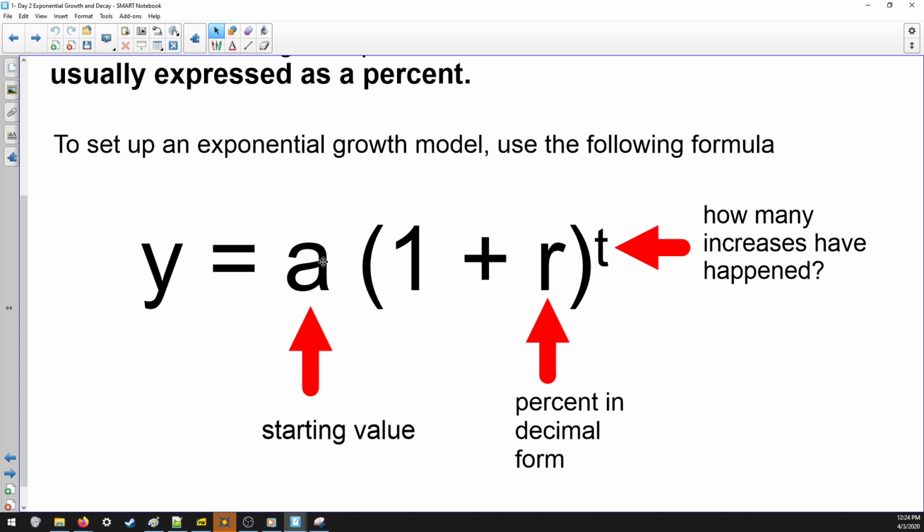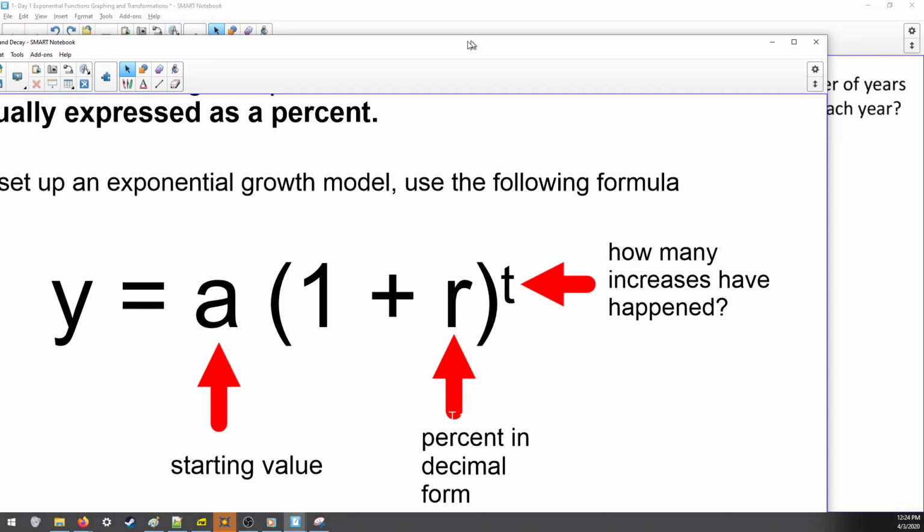If I take a look at this setup, generally speaking, when you write your own equations, you're going to plug in a starting value, whenever the model starts. You're going to plug in a percentage written as a decimal, so if it was 10%, you'd put 0.10. And then you're going to plug in how many increases happen. In our problem, they're talking about number of years, so I'd be talking about how many years have happened.